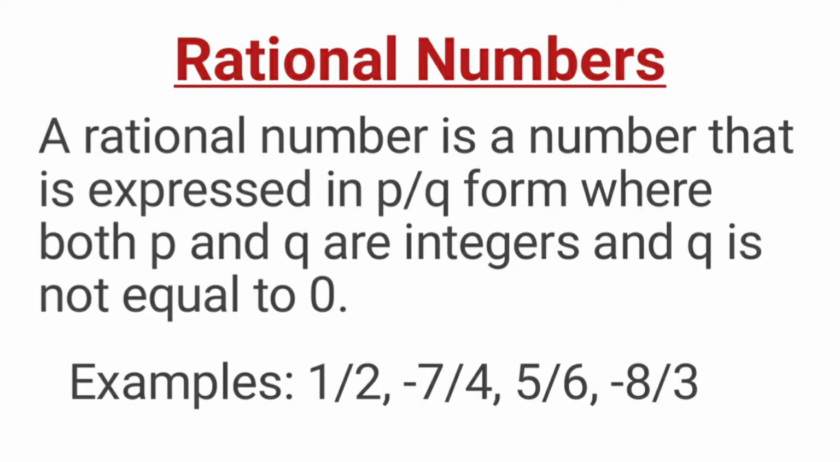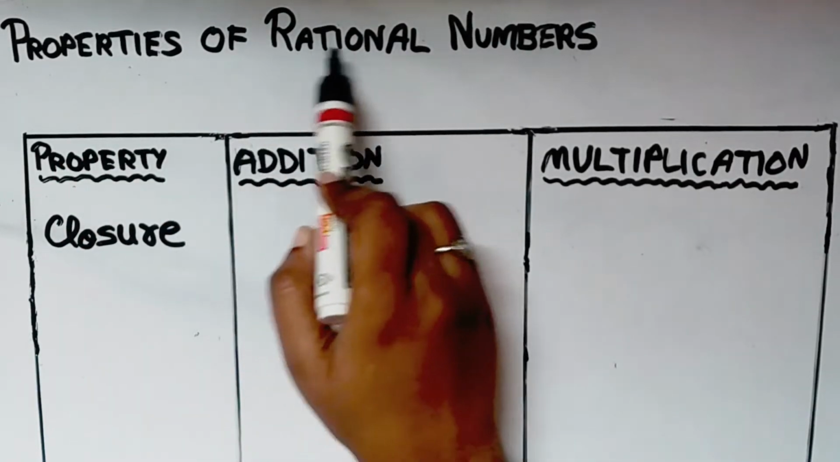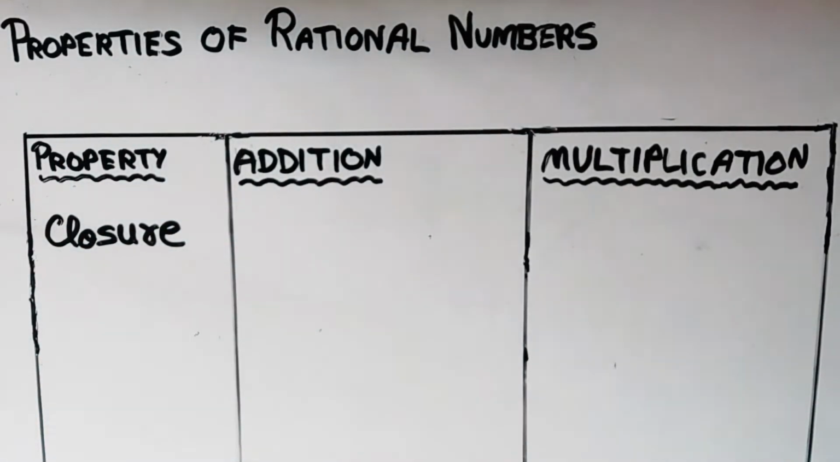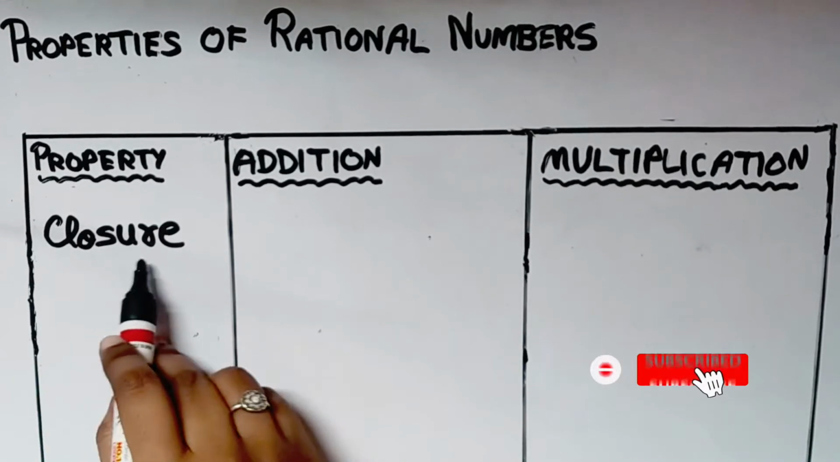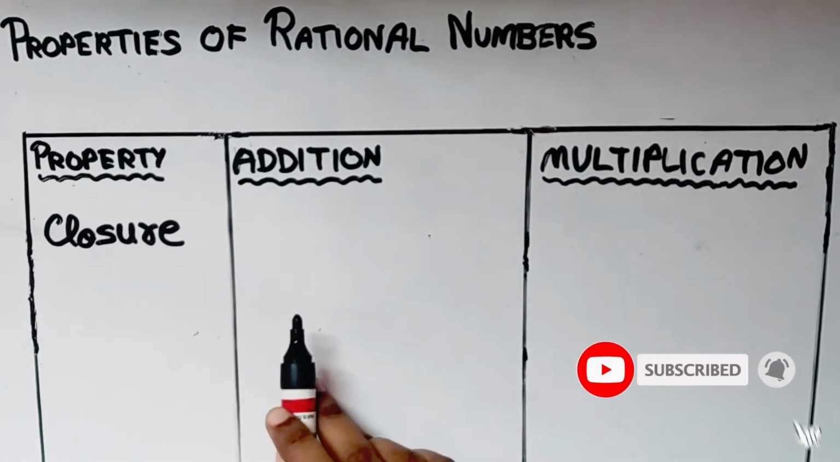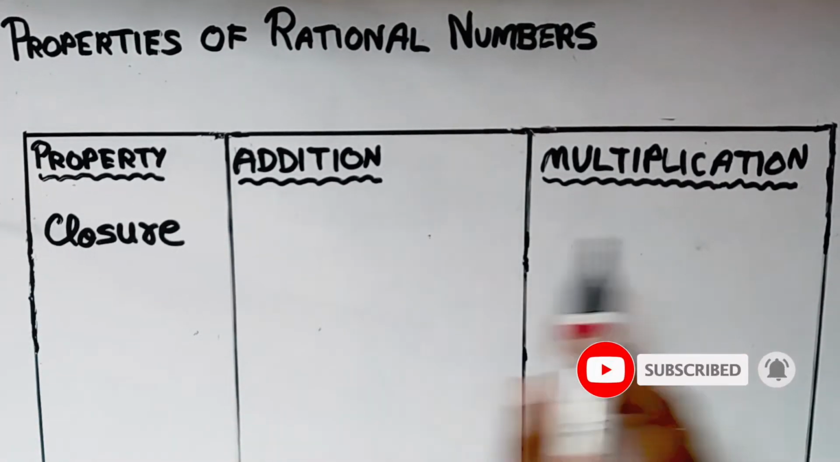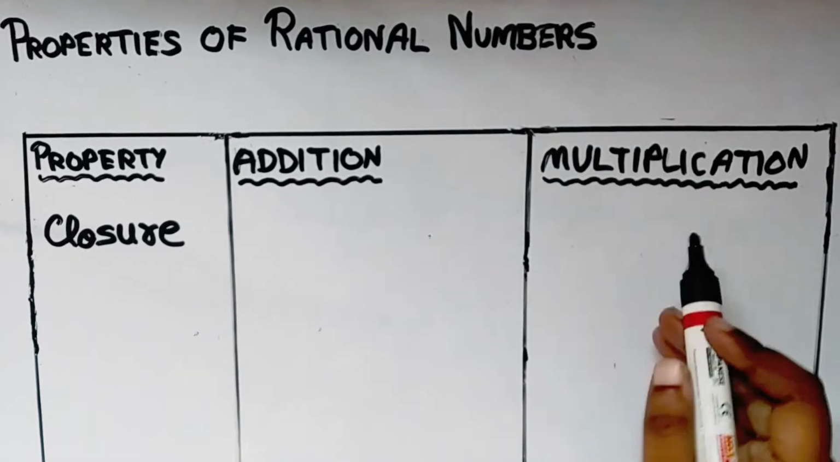Now we will see directly the properties of rational numbers. The first property is closure property. This property is there for addition of rational numbers and multiplication of rational numbers.